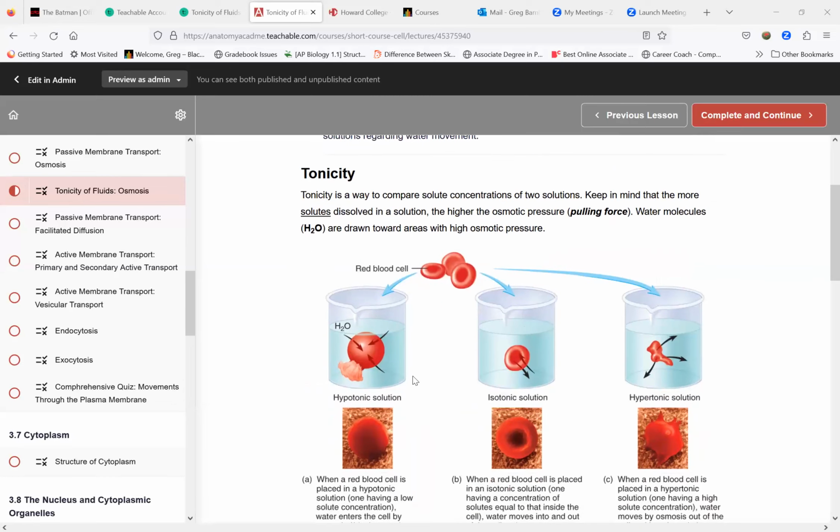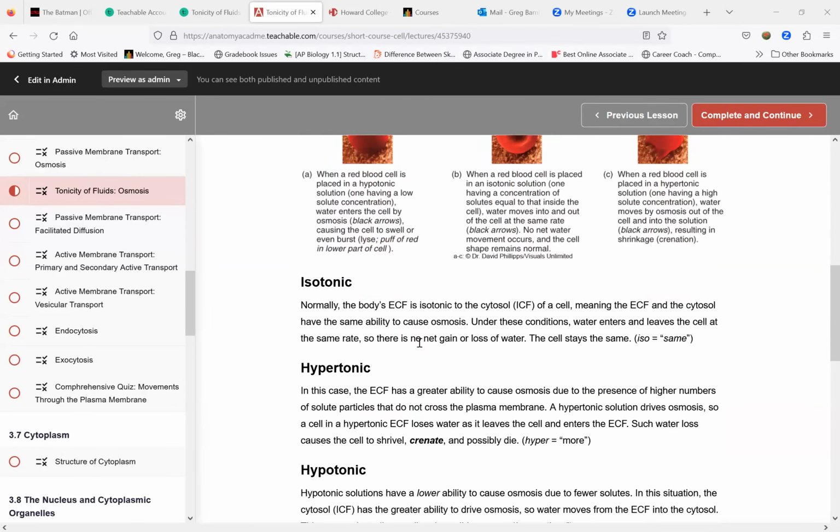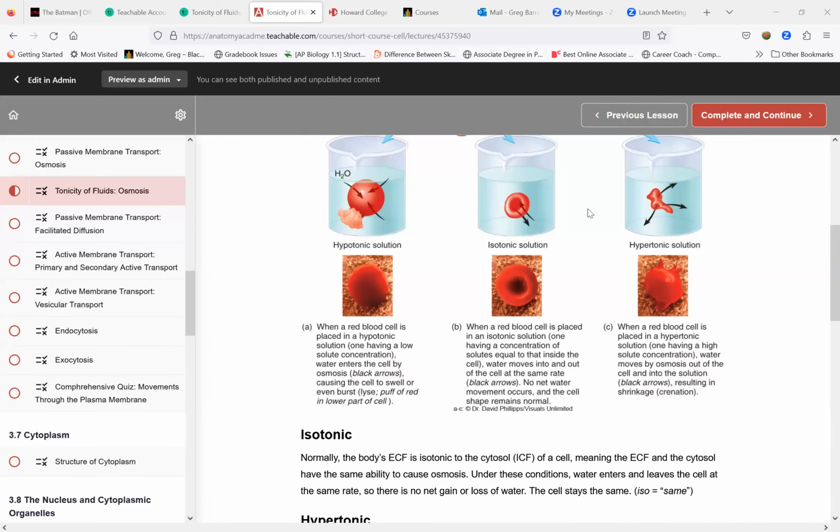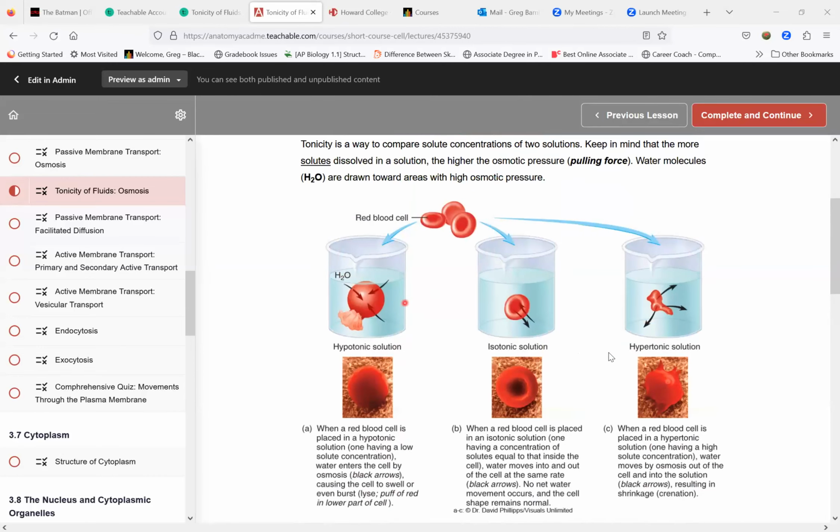So here's a very classic example. Here's tonicity. Here are the three terms. Now, I'd prefer to use this. Let me get my little pointer to work. There we go. So you have three examples.